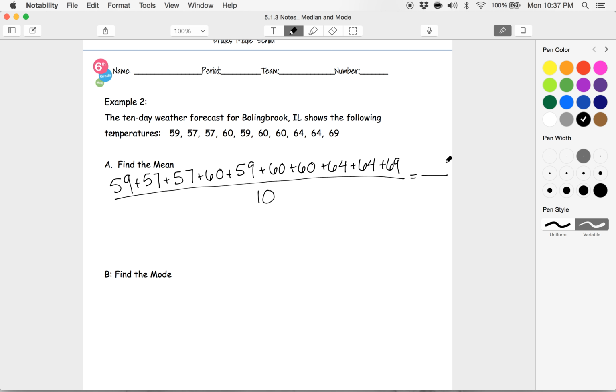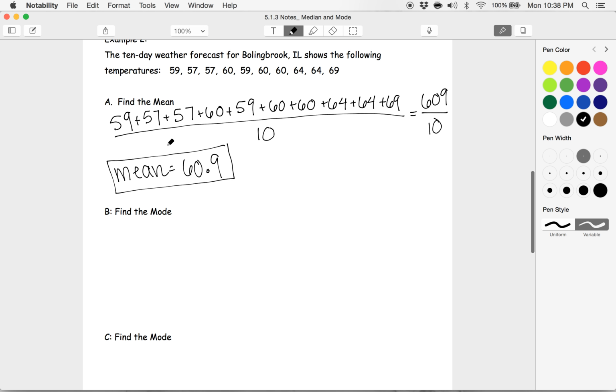All right, let's add them all up. Break out that calculator. 59 plus 57 plus 57 plus 60 plus 59 plus 60 plus 60 plus 64 plus 64 plus 69. Looks like I'm going to get 609 over 10. Now I can take that calculator and simplify a little bit farther. Then I can do 609 divided by 10, which would give me 60 and 9/10. Now I have my mean.